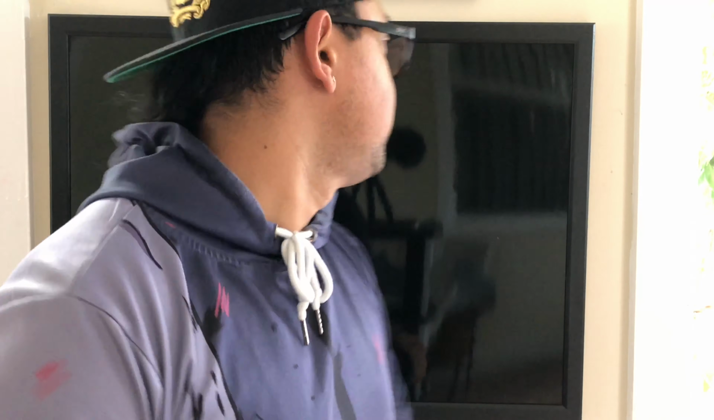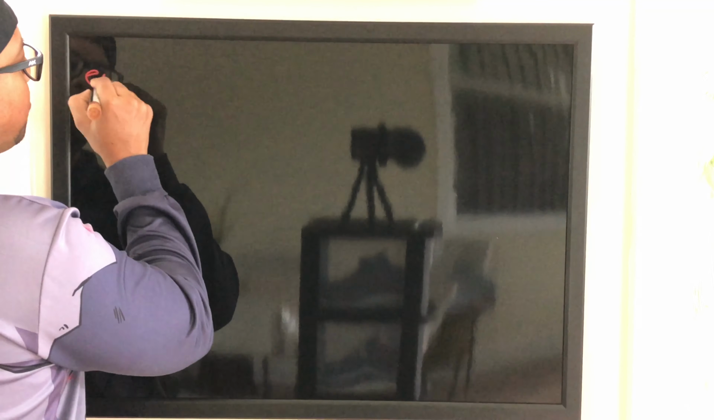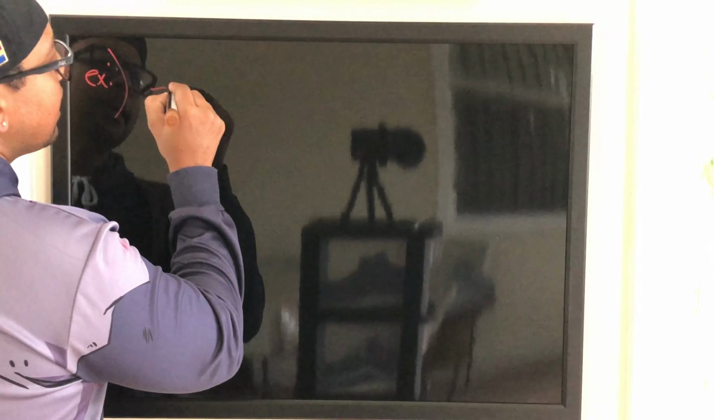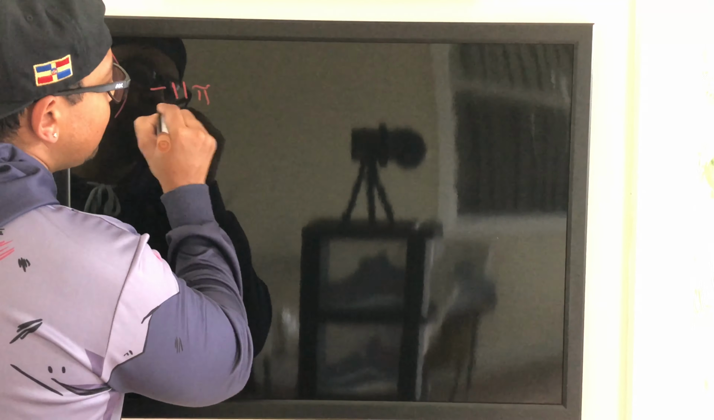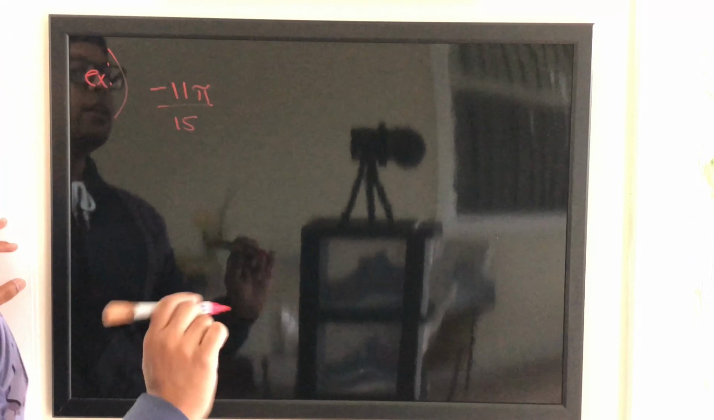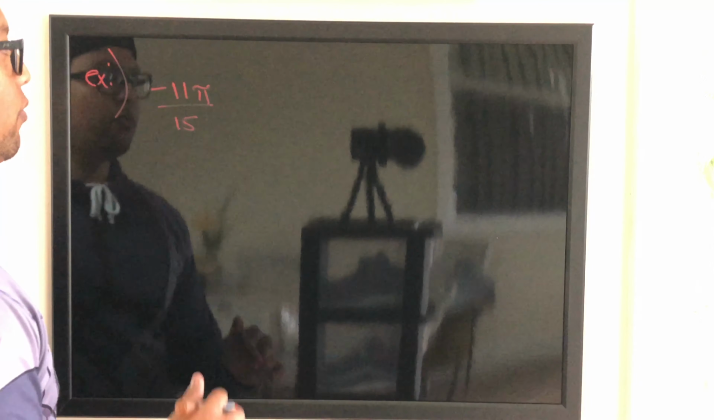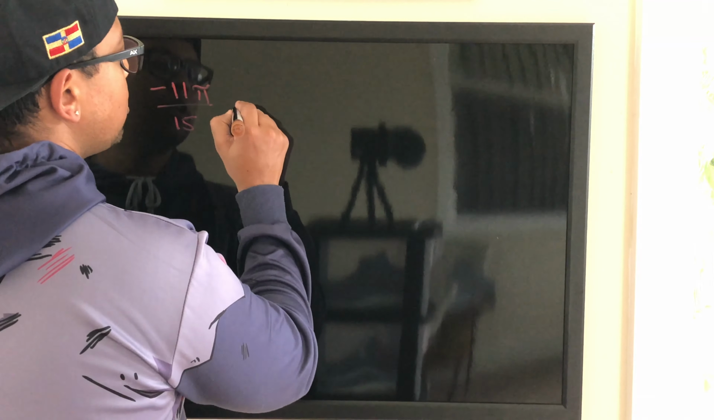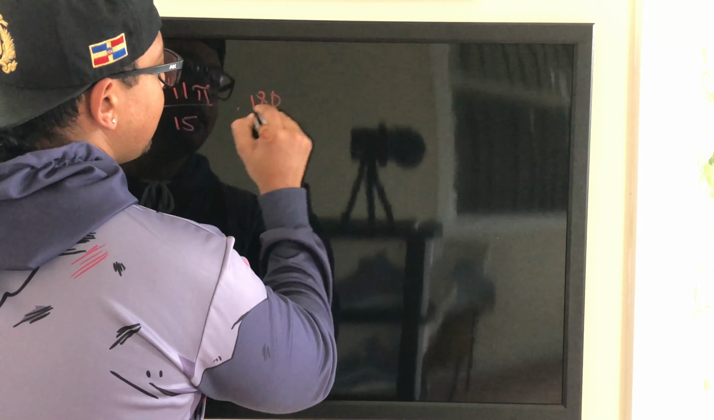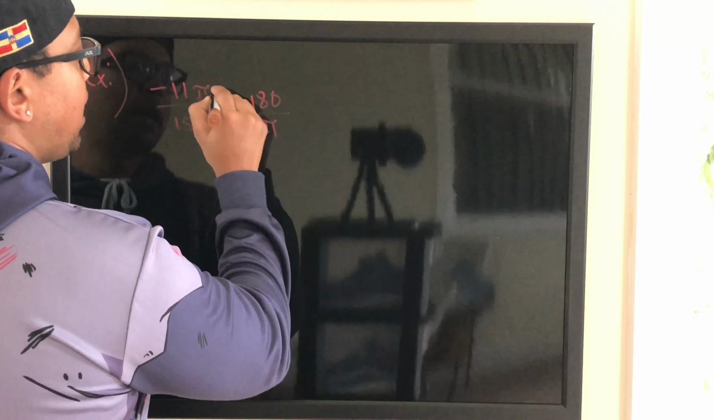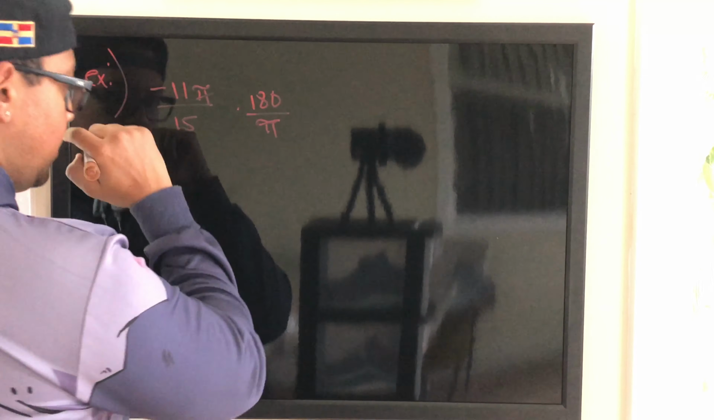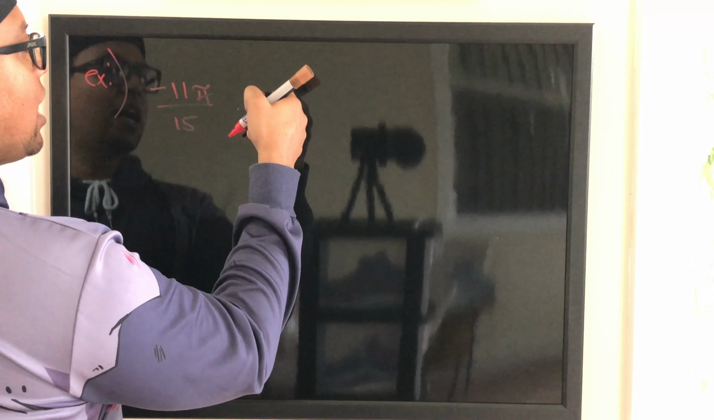Now, what if I was to give you the example negative 11 pi over 15? Let's go with that one. So let me give you the example here, negative 11 pi over 15. Now I want to convert this to degrees, solve it, and then convert it back into radians, right? So like I said before, you're going to multiply this by 180 over pi, where the pi's cancel, okay?